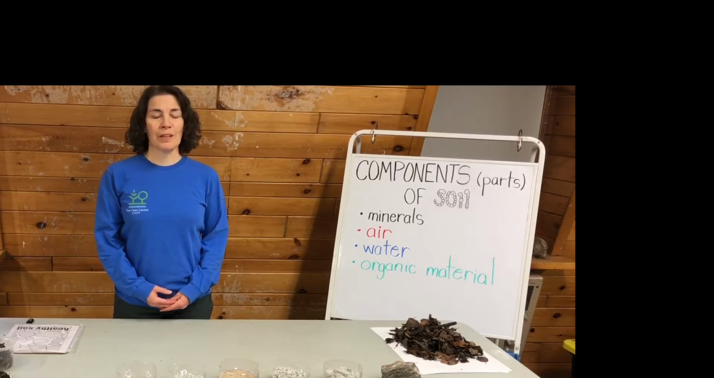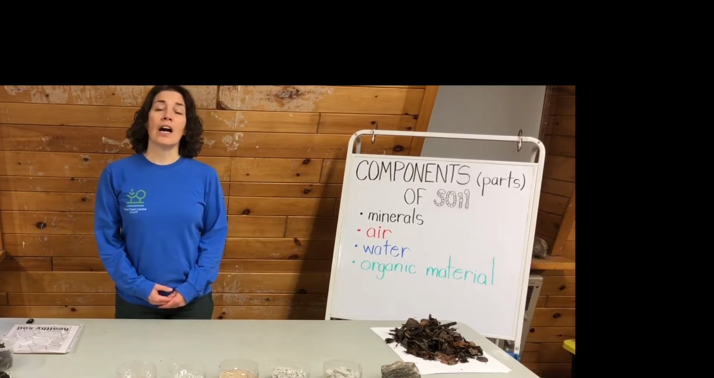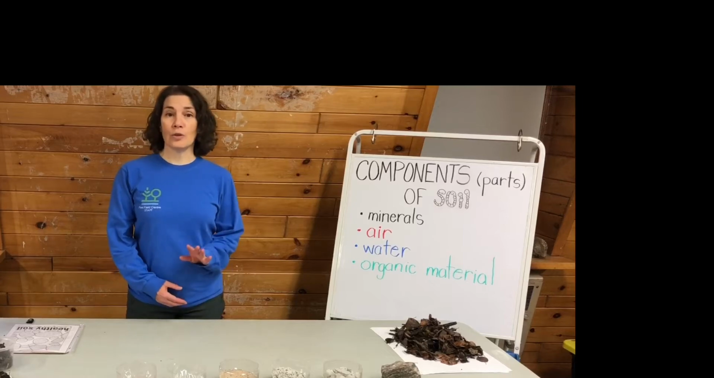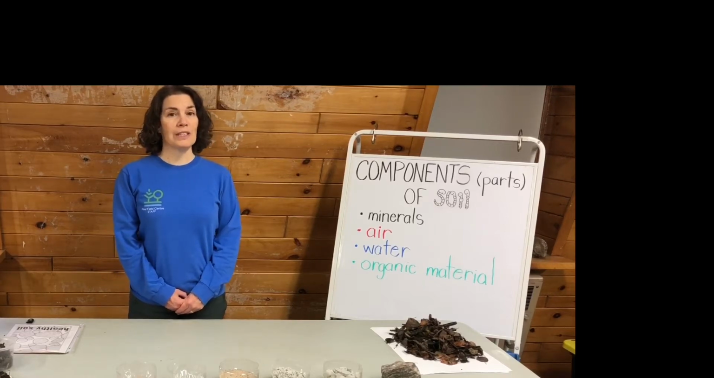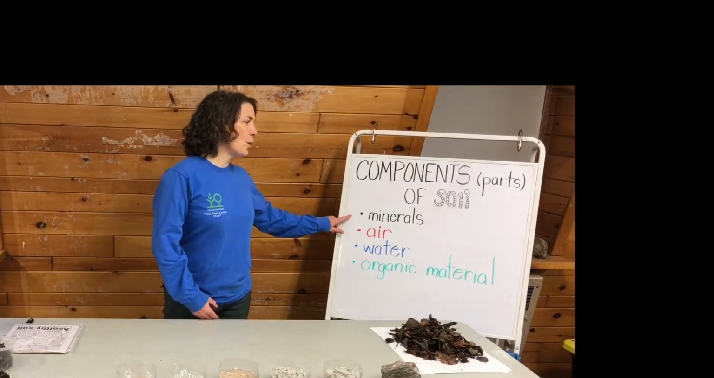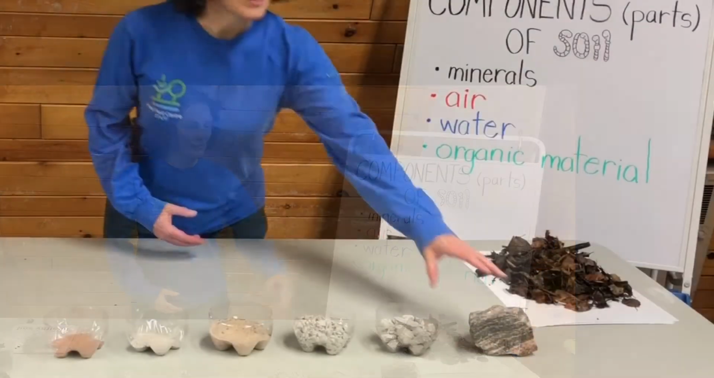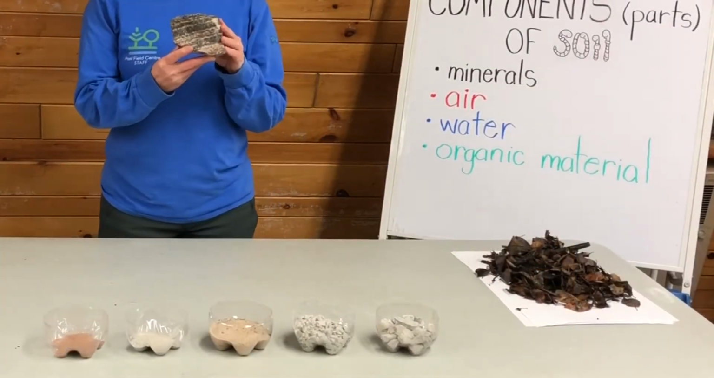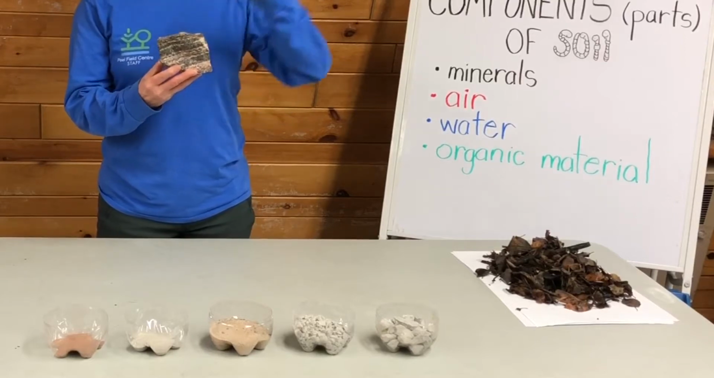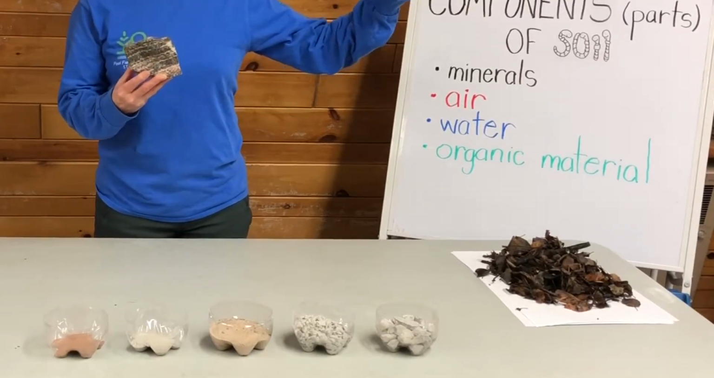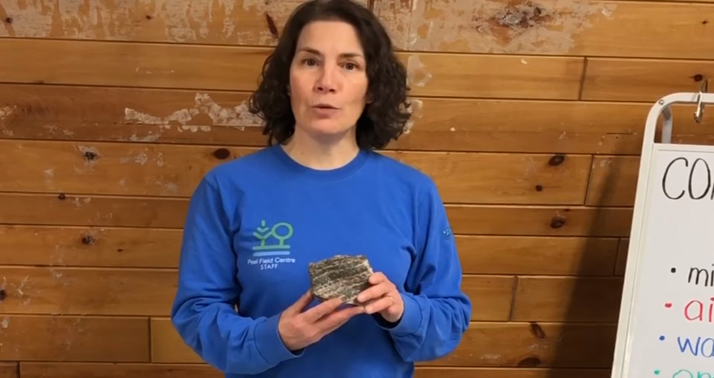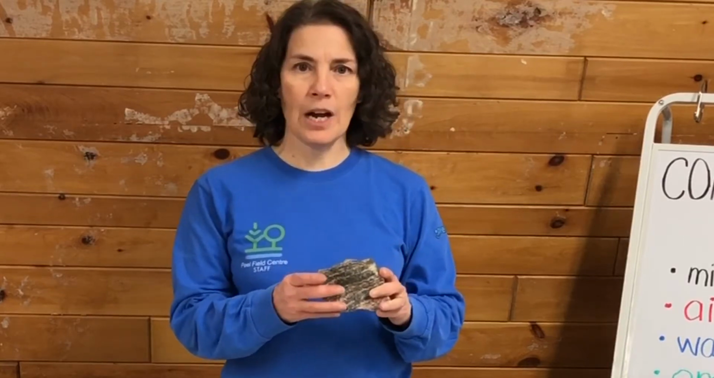Soils are made of really 4 key ingredients, or what we call components. The first component of soil is minerals. This rock is a mineral. Minerals can be large, huge boulders and can occur underneath the soil in the form of what we call bedrock. Forces in nature break these large minerals into smaller and smaller pieces over time.